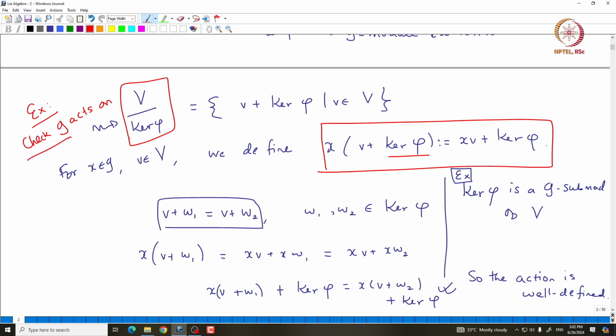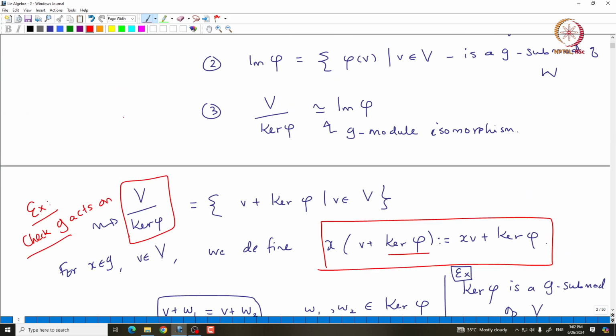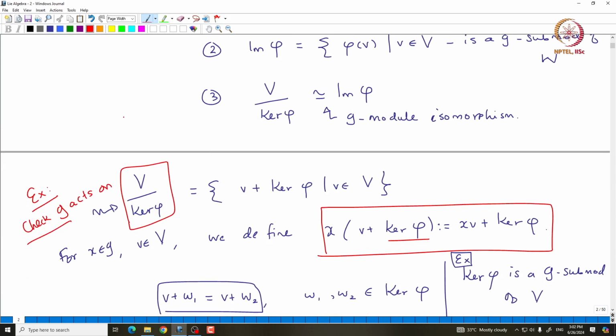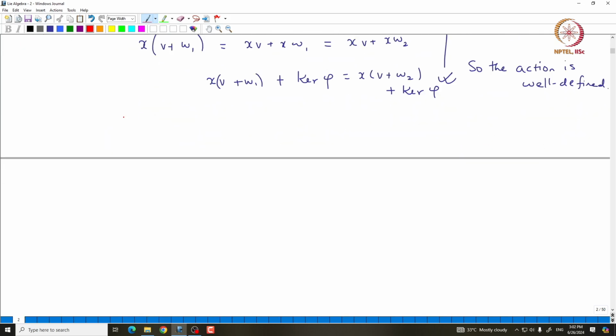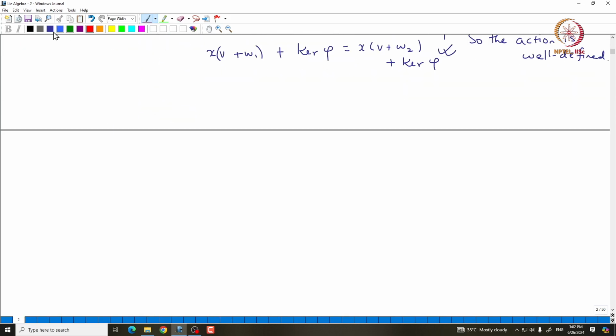Okay, that I am going to leave it to you to check. So, now we have a natural map which we are calling phi tilde, which is a linear map induced from the linear map phi, defined from V modulo kernel phi to image of phi. It is easy to check image phi is also a G module, that is all I am leaving it to you to check. Now, this map is an isomorphism as a vector space.